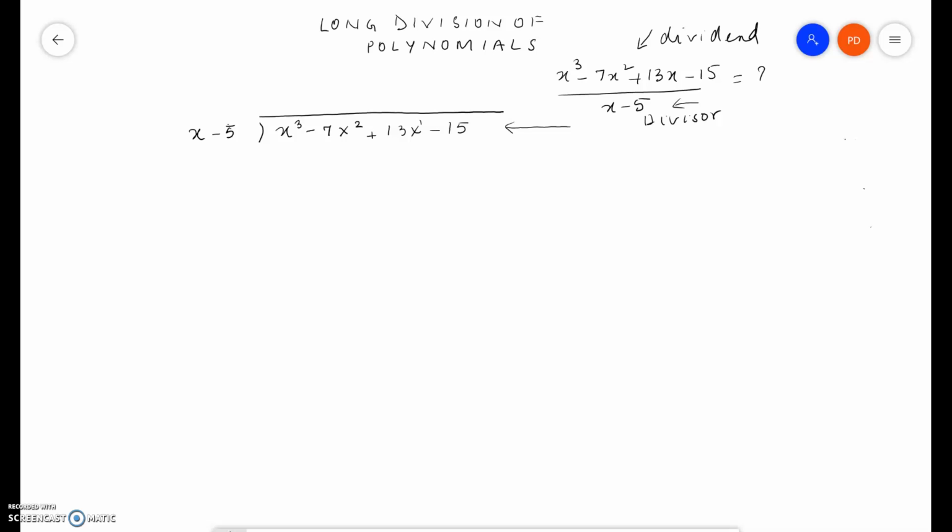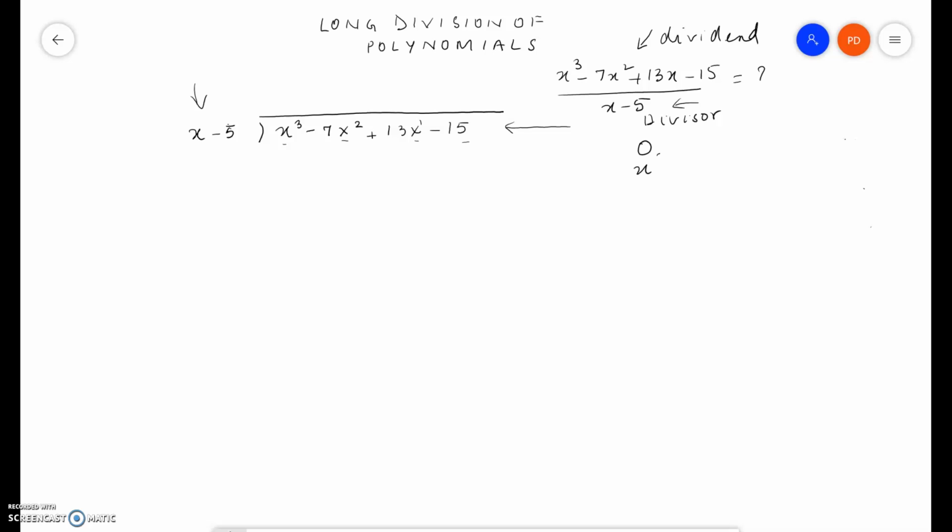So for long division, we set it up with the dividend outside, just like we do long division with whole numbers. Make sure that the polynomials are in order in the standard form. So look at this, it's x cubed, then we have x squared, then we have x, and then we have the constant. If any of these terms are missing, just make sure you have a 0 as a placeholder.